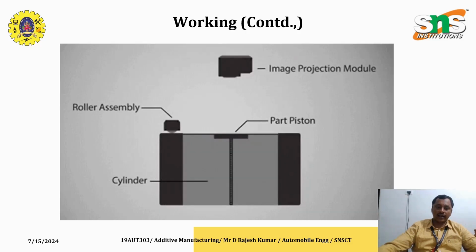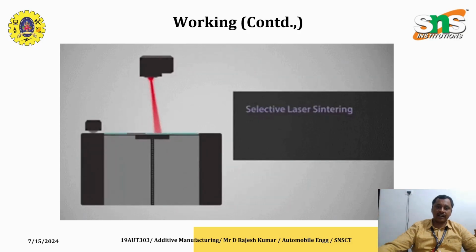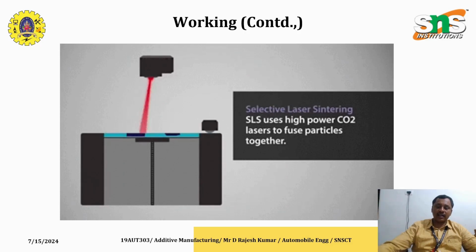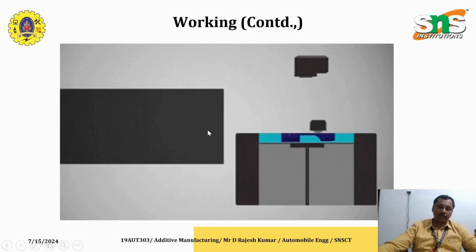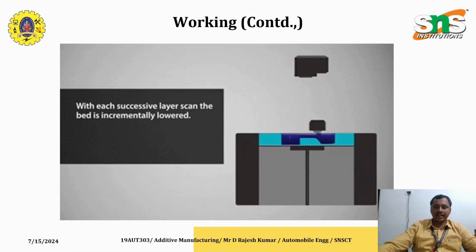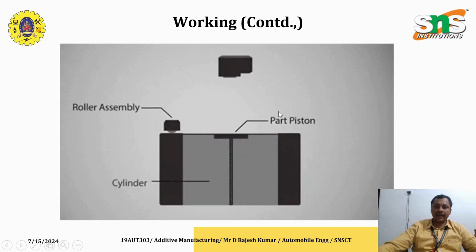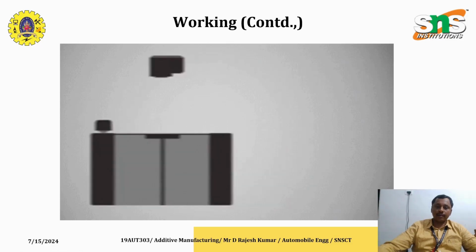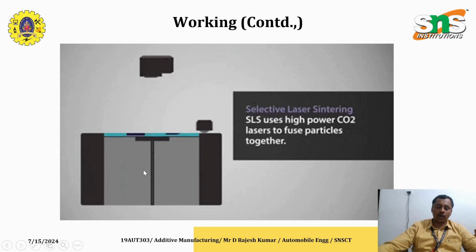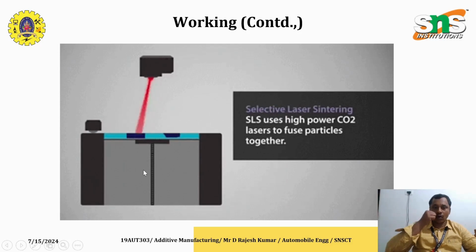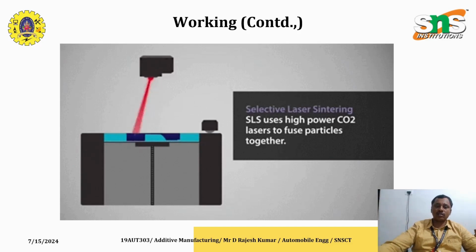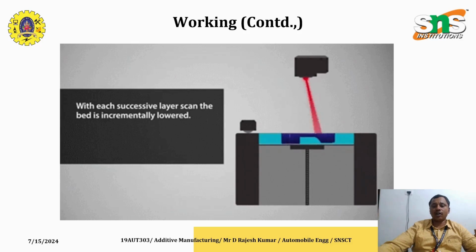So this is how the schematic is explained previously. So you can see here it uses a CO2 laser. So you can see how the roller flows from the left hand side to the right hand side. So the laser source is provided on the top of the table, and it scans according to the given part geometry. So the table moves downward, and the roller distributes the powder over the surface of the table. So this process is continuous until the entire geometry is attained.